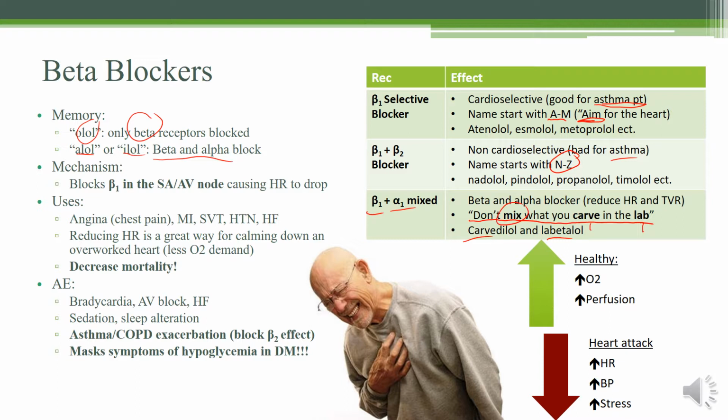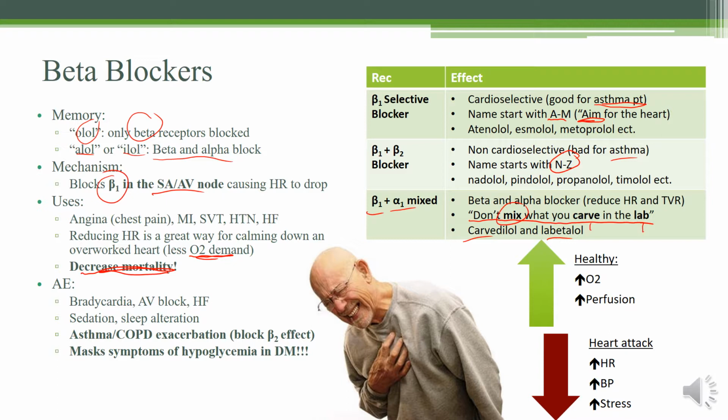Now the mechanism is, of course, they block the beta 1, and this decreases the AV node and the SA node activity, and this reduces the heart rate. When you reduce the heart rate, you are actually reducing the O2 demand, so you're actually reducing the damage to your heart, and this has actually been proven to decrease mortality. That's important. It's often asked in Step 1.